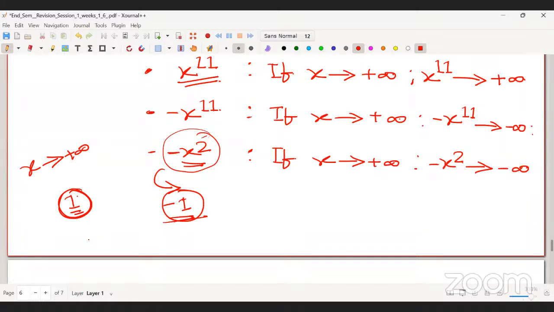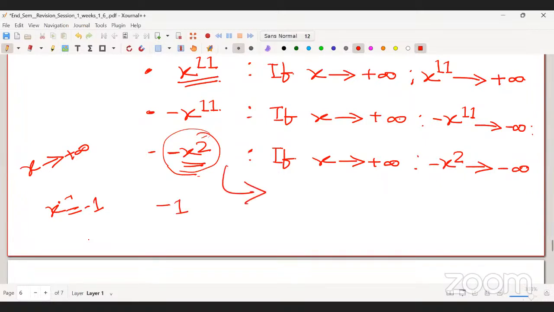So if you substitute minus 1 here, for this case, if x is minus 1, what are you getting? Minus 1, right? So that means for this case also, if x tends to minus infinity, your x minus x square will go to minus infinity. That's all. You don't have to remember anything. By just simply putting a positive and negative number, you can get the end behavior.